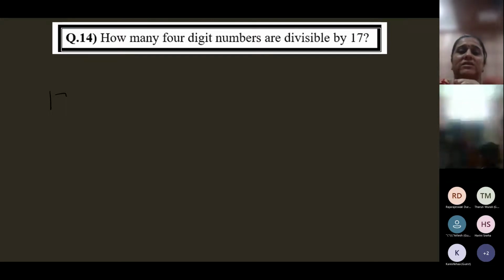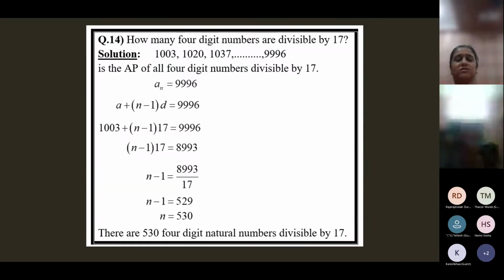Now, how many terms are there? Go to the last number. AN is equal to that number. When you work it out, you'll find the value of N. Whatever N is represents the number of 4-digit numbers divisible by 17. So see here.